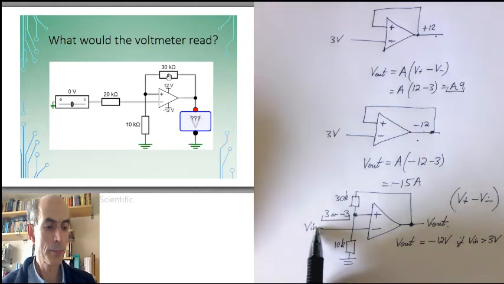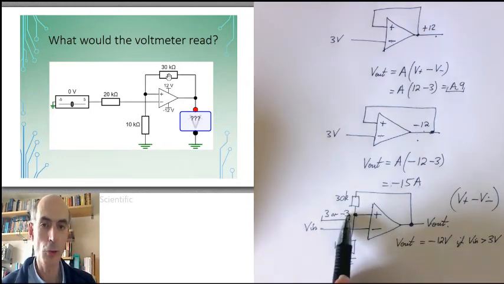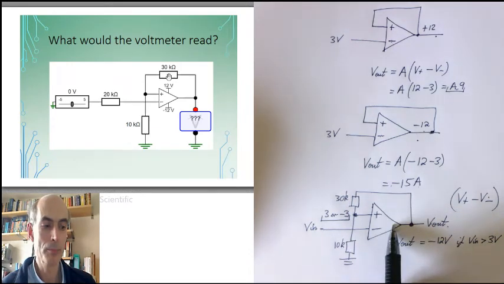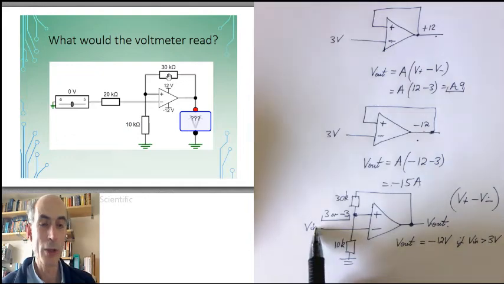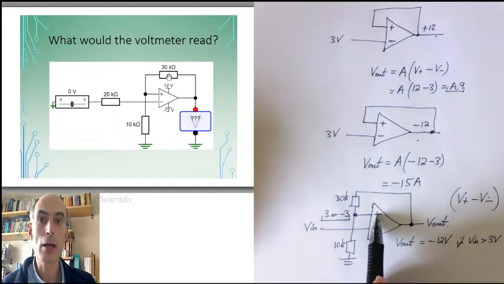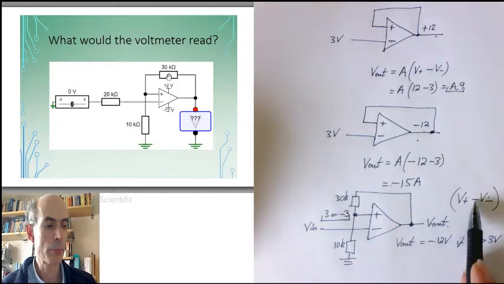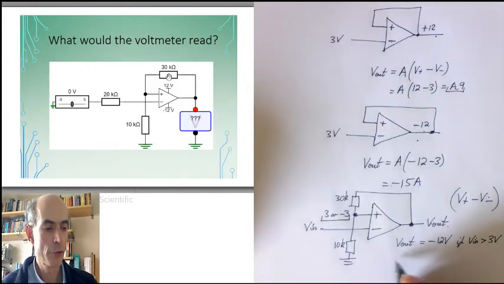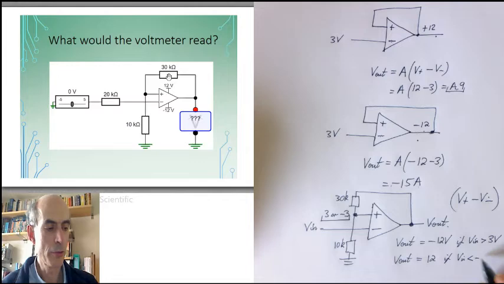If Vin is less than minus 3 volts, then again, it doesn't matter which saturation state the op-amp is in. Vin will always be less than the non-inverting input, which means that V plus minus V minus will always be positive, and therefore Vout will go to 12 volts. So Vout is always 12 volts if Vin is less than minus 3 volts.